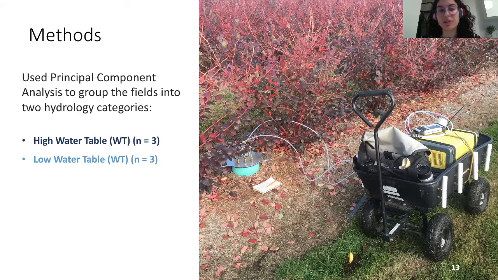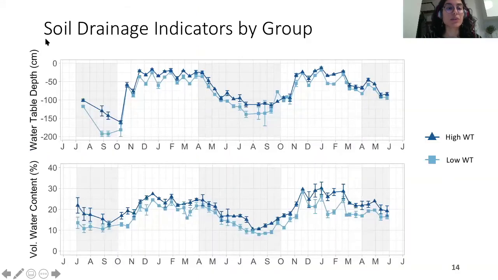each having 3 fields. And so I plotted the same variables, water table depth and volumetric water content over time, but this time by my high and low water table groups. And you can see that they're much more distinct. The high water table group, as it is called, has a higher water table generally throughout the sampling period, and also a higher volumetric water content. So fields in this group are generally wetter.